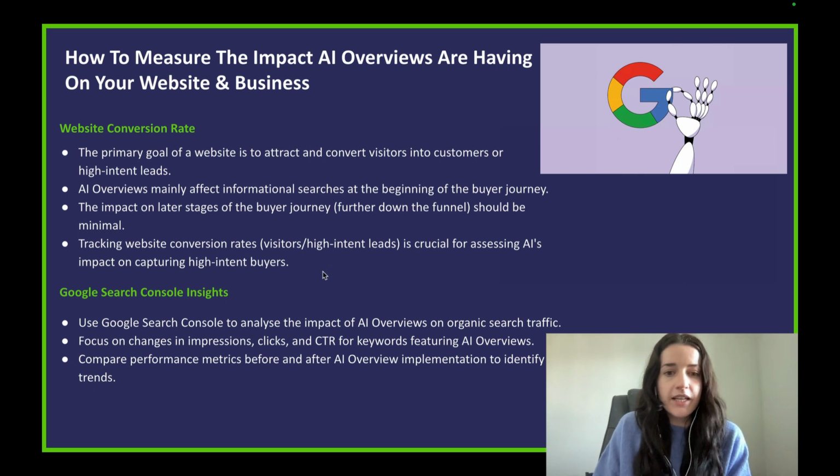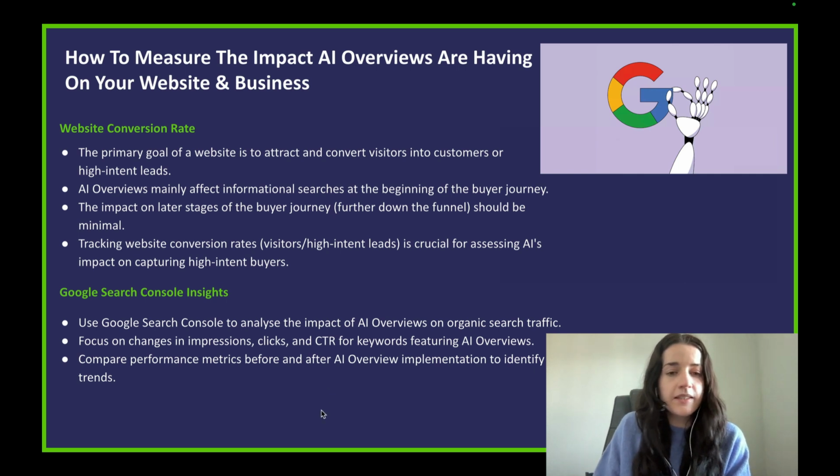Tracking website conversion rates essentially is crucial for assessing AI's impact on capturing high intent buyers. So it's really important to measure your conversion rates before and after the AIO implementation to see what is the knock-on effect and what you can do to come back from that.